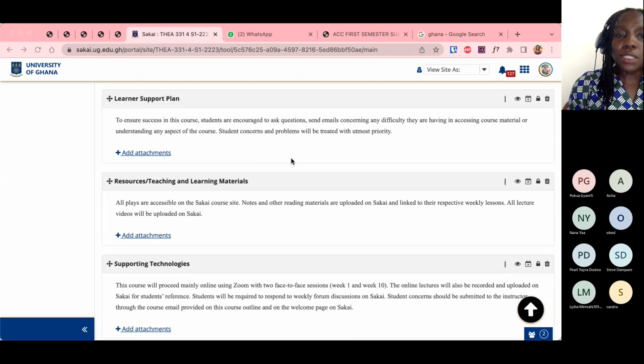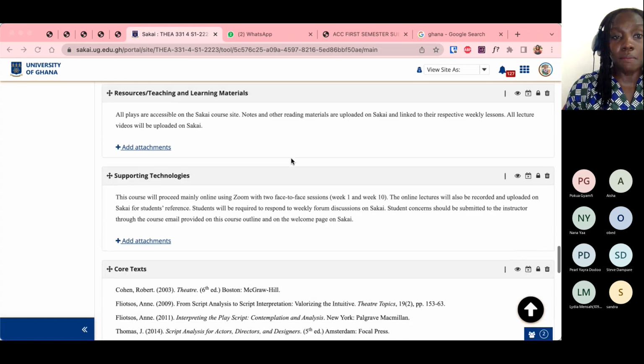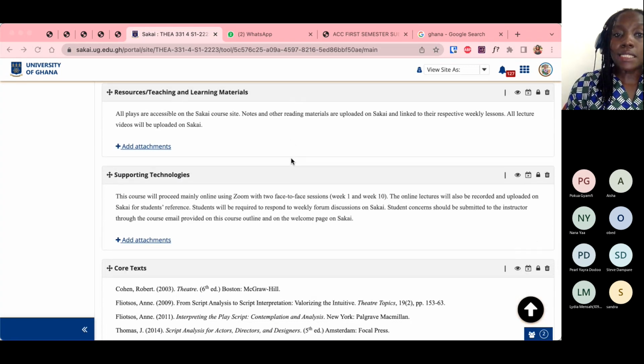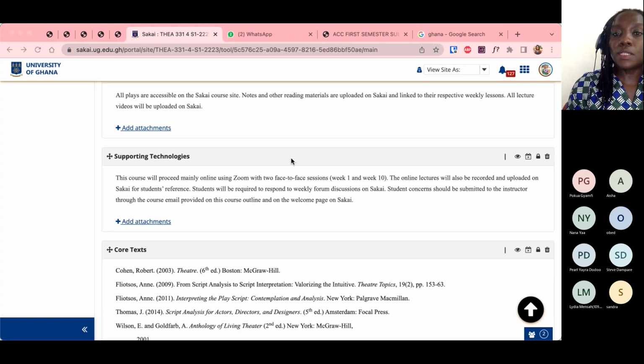Learner support. To ensure success in this course, students are encouraged to ask questions, send emails concerning any difficulty they are having in accessing course material or understanding any aspect of the course. Students' concerns and problems will be treated with utmost priority, so bear that in mind. All plays are accessible on the Sakai course site. Notes and other reading materials are uploaded on Sakai and linked to their respective weekly lessons.